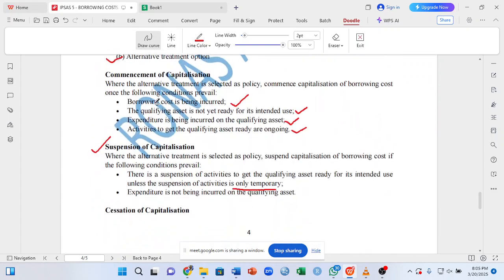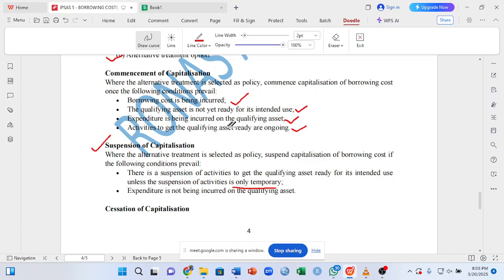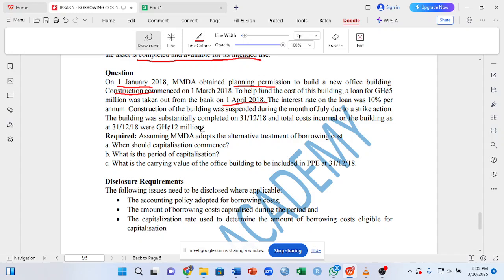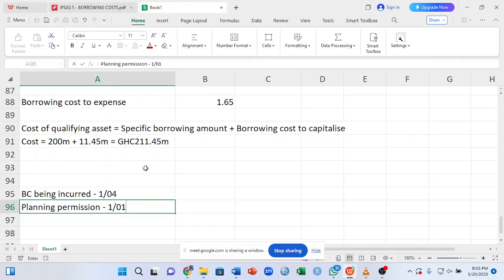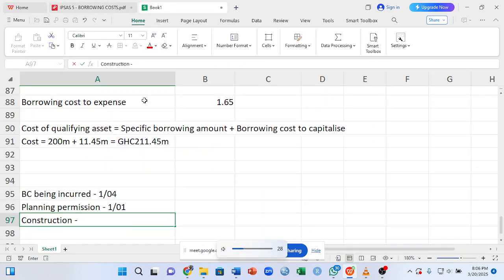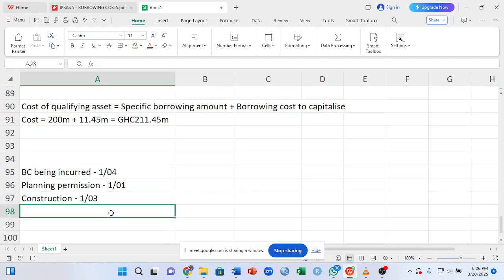Then the next one is that activities to get the qualifying asset ready are ongoing. Definitely we're told the activities are ongoing. The planning permission and the rest, the construction and all those things, are all ongoing. So we have these two dates: the planning permission, and someone can even add when you started the construction, which is 1st March. So these are the dates that we have. When do you think we are going to commence capitalization?